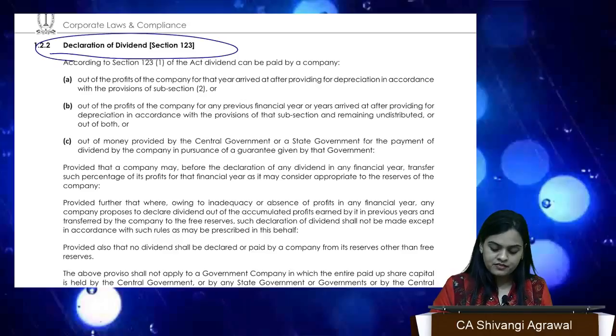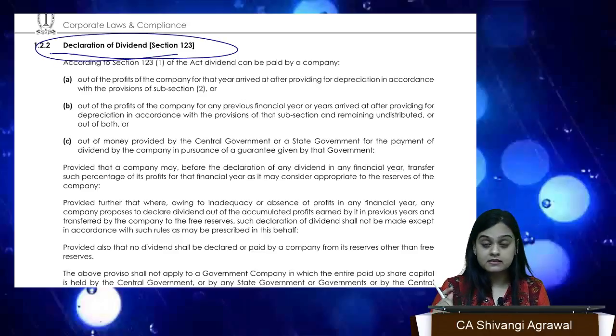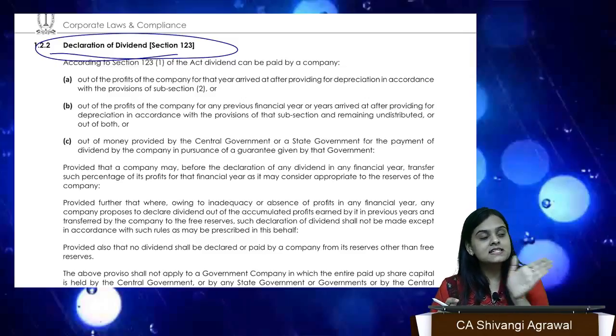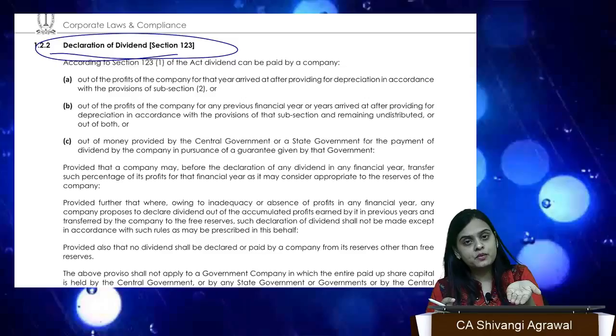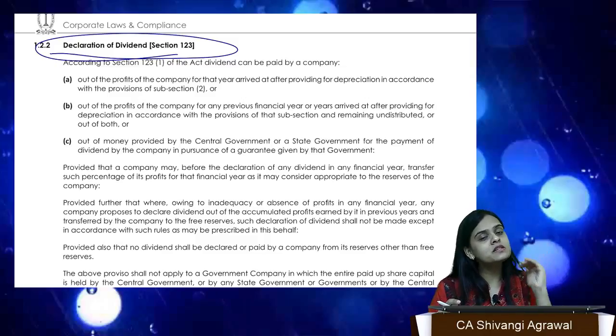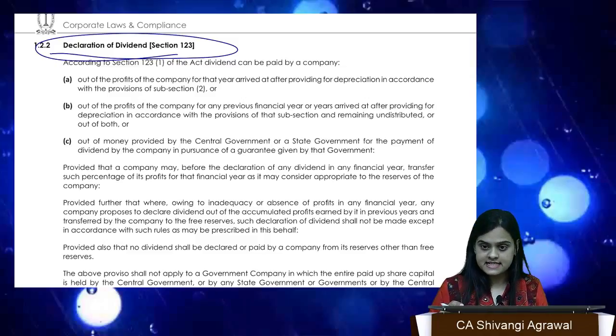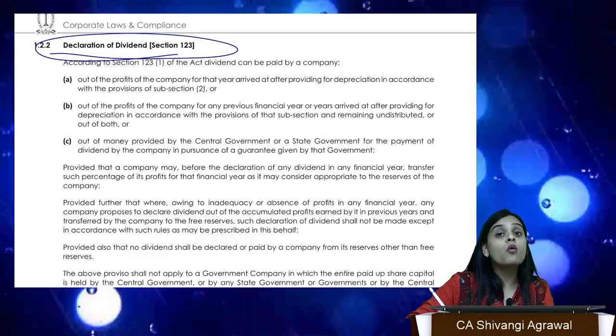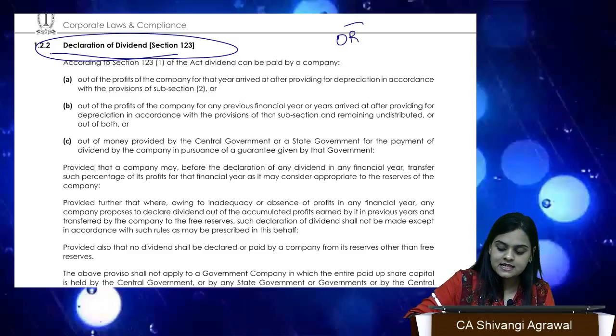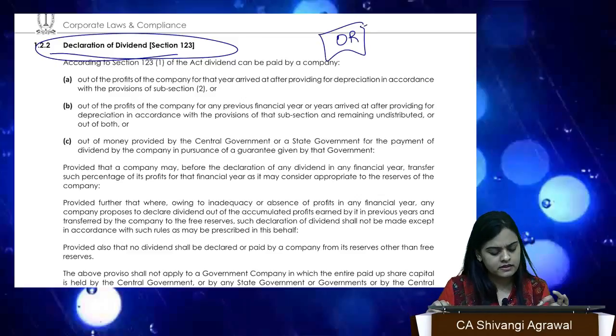Now, declaration of dividend. If we talk about the final dividend, it is declared at an annual general meeting. First of all, it is proposed by the board and then it is declared by the members at an annual general meeting. The members have the power to reduce the rate of the dividend which is proposed by the board, but they cannot increase it. Dividend is a matter of ordinary business and it is declared by passing a simple ordinary resolution.